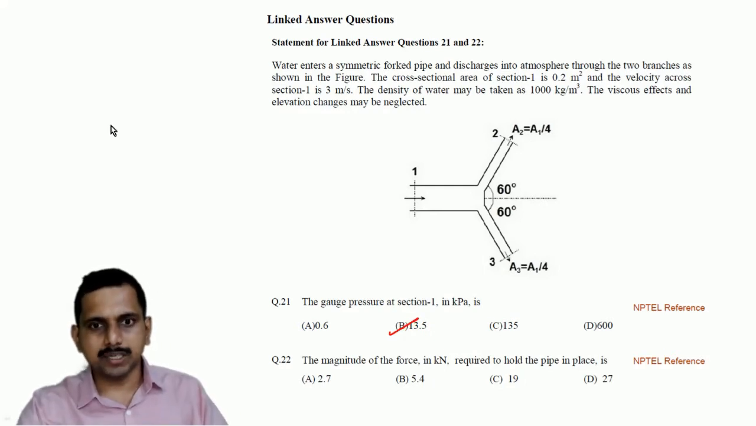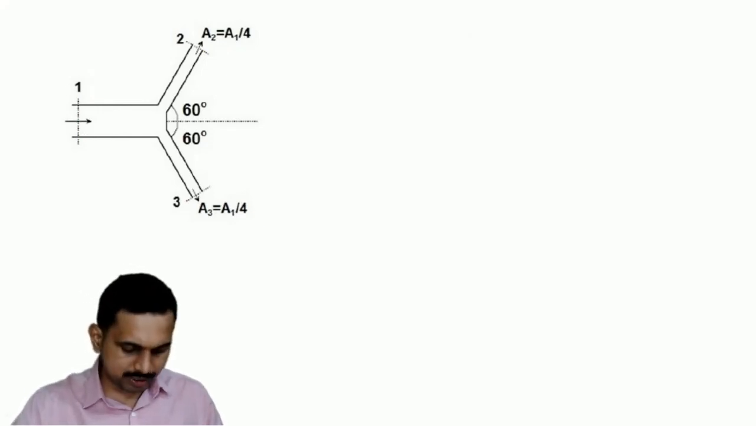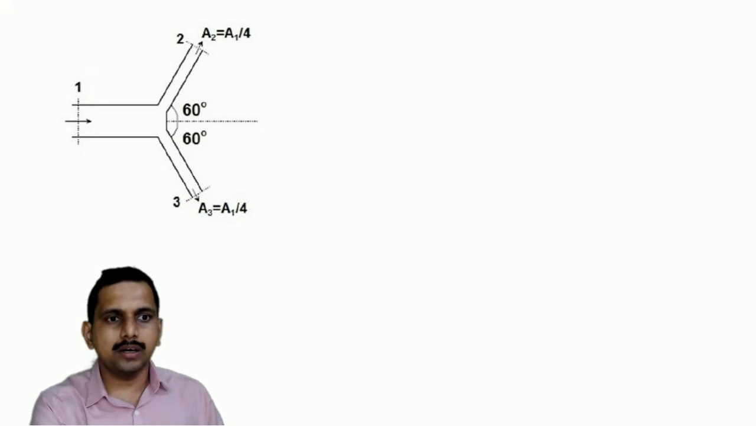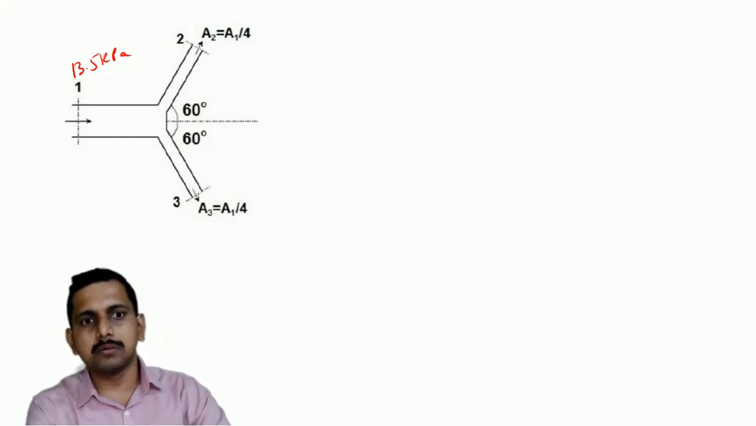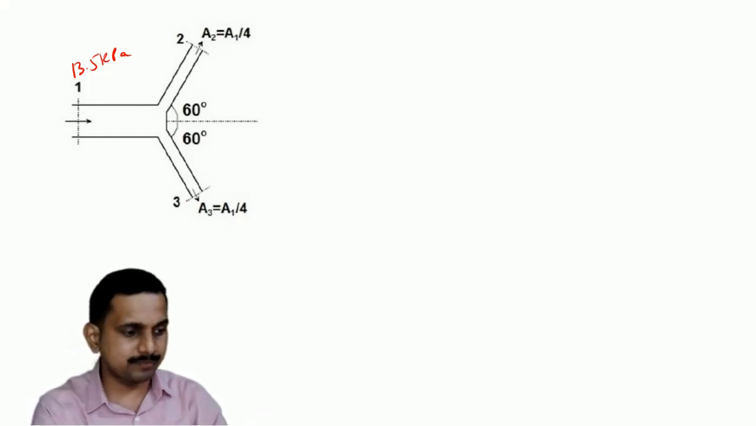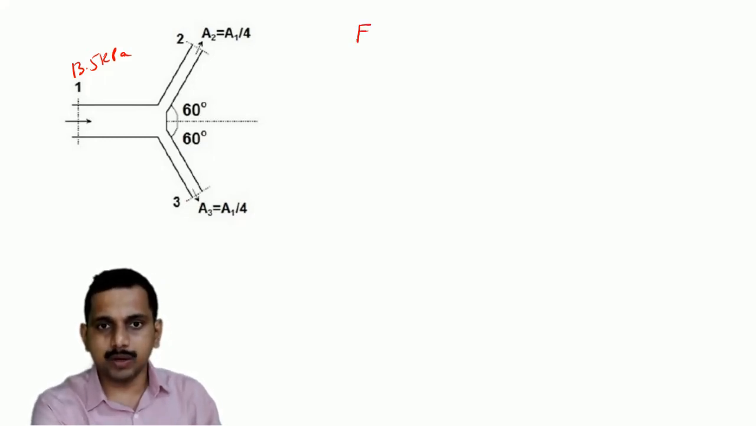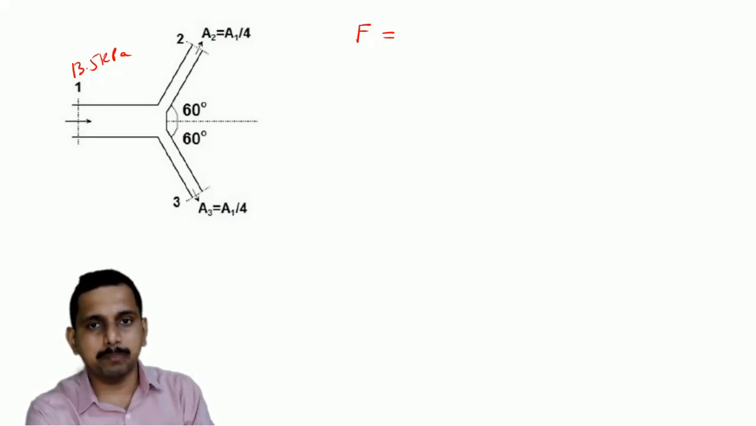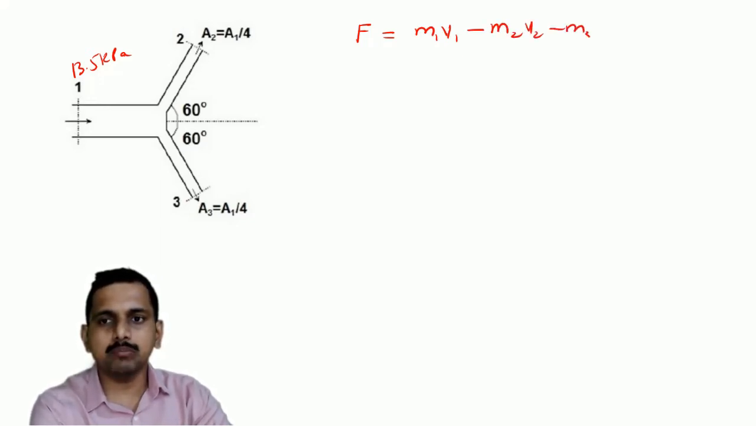Now let us see the second part. At this particular point, which is given by 1, the pressure is 13.5 kilopascal. But what about the velocity? Because of the velocity difference, how things act, we will see. Pressure we will take later on. If I take the force exerted on the pipe by the fluid, this can be written as M1 V1 minus M2 V2 minus M3 V3.